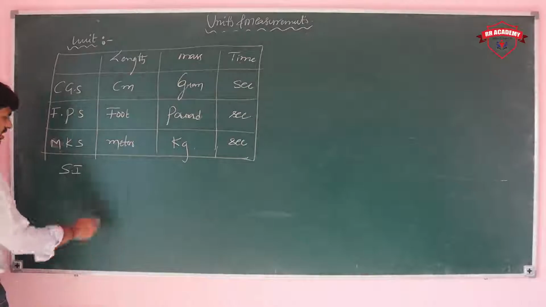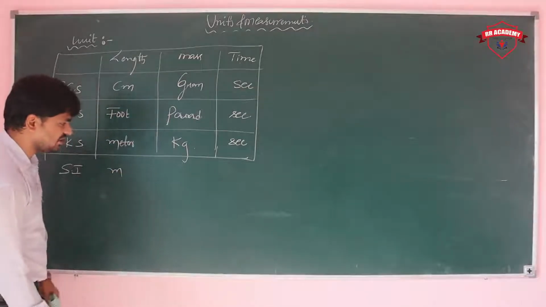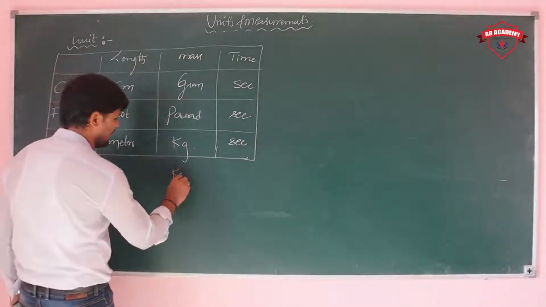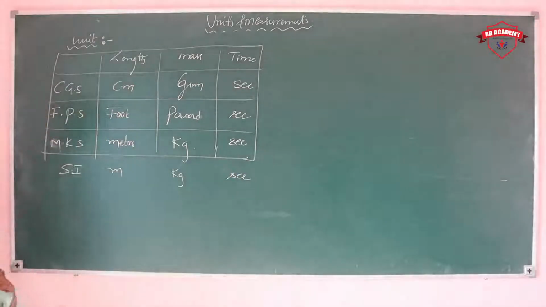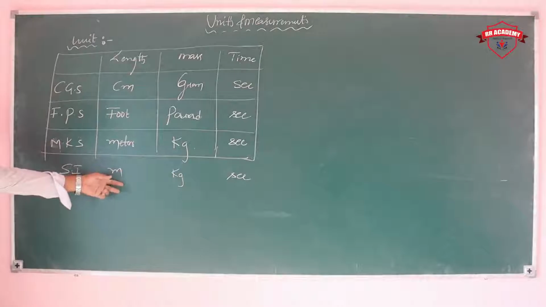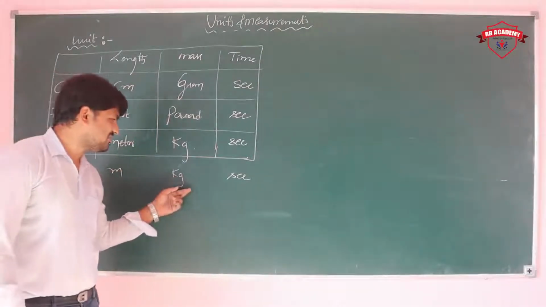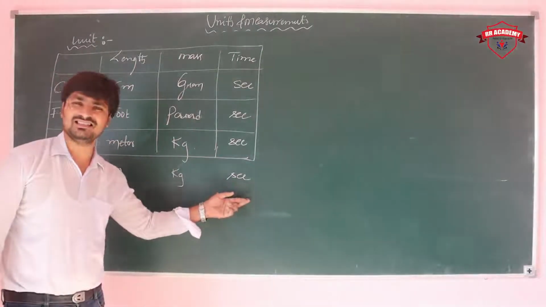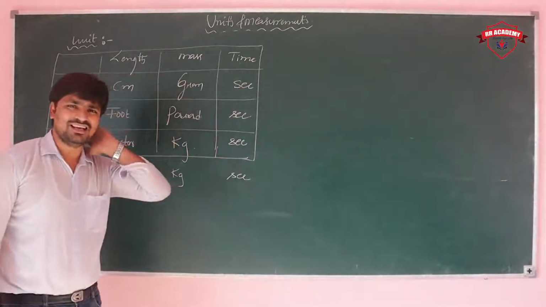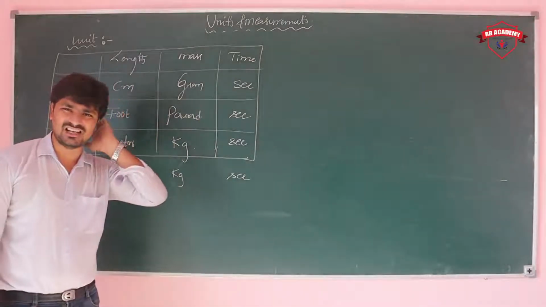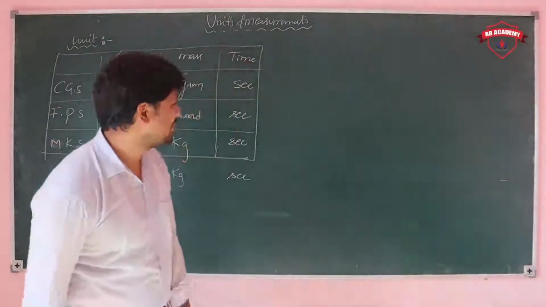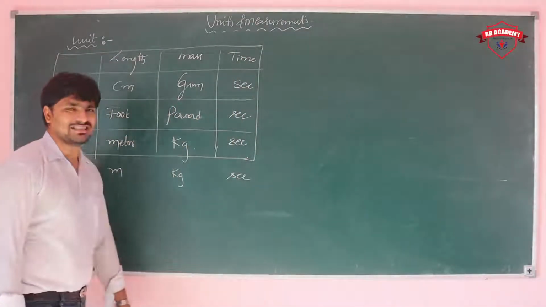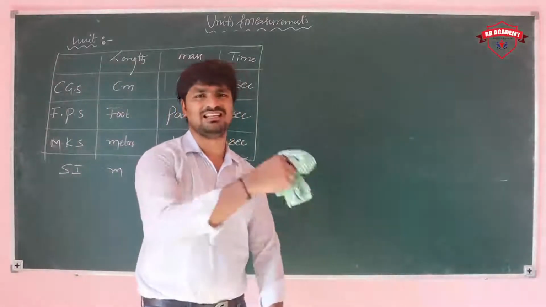So see here, length we are measuring in meters, mass in kgs, time in seconds. In the SI system we are taking length in meters, mass in kgs, and time in seconds only. SI stands for System of International Units. Next, we'll see multiples and submultiples of the SI units.